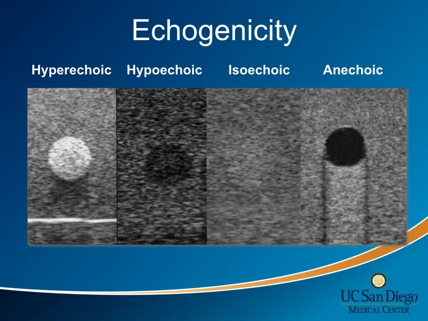When we describe how echogenic an image is, we will use the following terms. Hyperechoic, the area of interest is brighter than its surroundings. Hypoechoic, the area of interest is darker than its surroundings. Isoechoic, the area of interest appears the same as its surroundings. And anechoic, which describes the complete black appearance or absence of signal altogether.